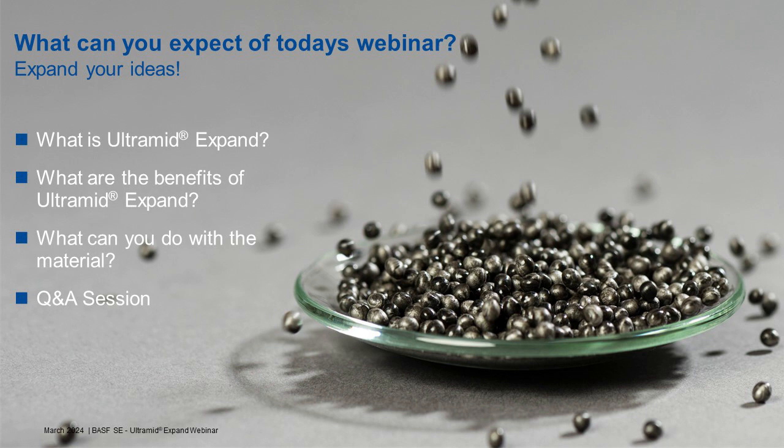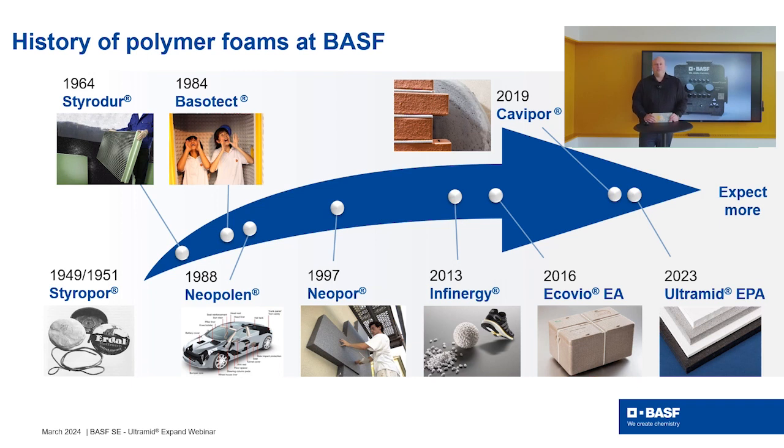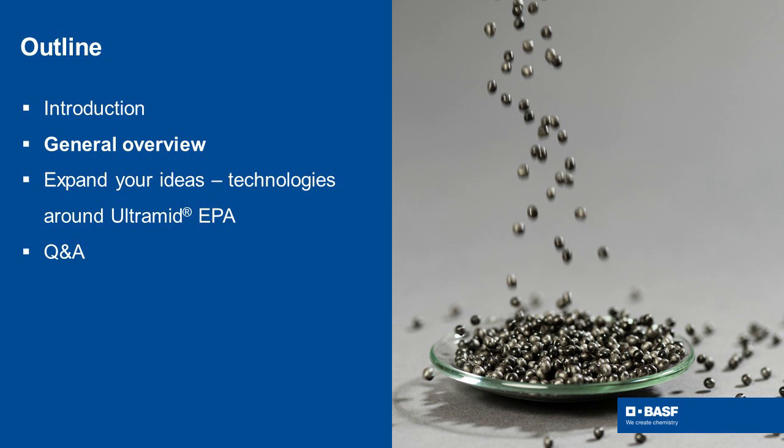Let me give you a brief overview about the history of polymer foams at BASF. It all started roughly in 1949 with the well-known Styropor. The next development was Styrodur in 1964. And if you go along on the timeline here, you can see well-known names like Basotect and Neopor. And in 2013, there was a new material available on the market. It's called Infinergy, an ETPU-based material. And if we come to the near future, or today, in 2023, we launched our new Ultramid particle foam, Ultramid Expand. But that's not the end, expect more to come. And now I would like to hand over to my colleague Patrick Spies.